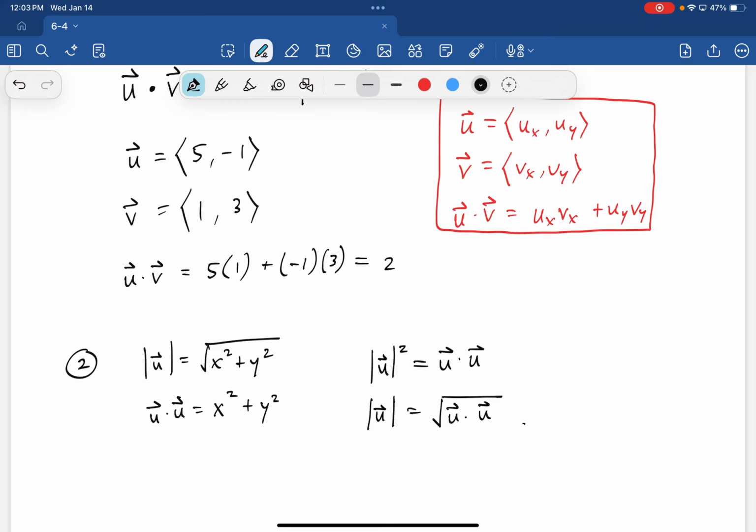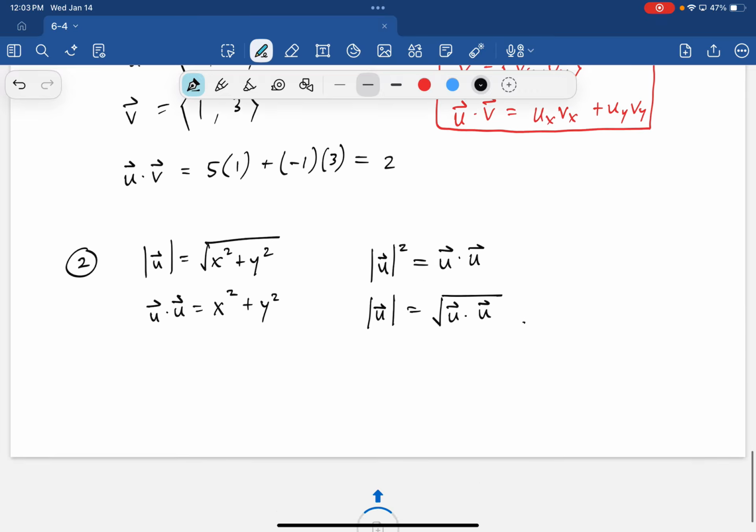Okay, so when we dot a vector with itself, we get the square of the magnitude. Pretty straightforward. Questions? Okay, let's continue to angles.